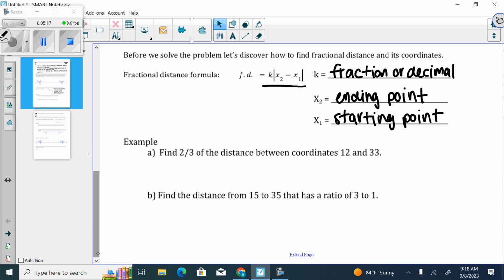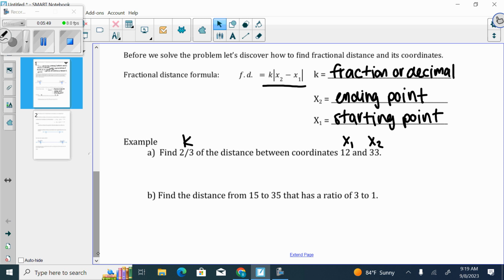So here on A, it says find 2/3 of the distance between the coordinates 12 and 33. So I just need to pick which variables go where. So what's my K? 2/3, okay? All right, and did they specify which one was x1 and x2? No. So if they don't specify, we always assume that means we move from left to right on the number line. So that would make this my x1 and this my x2.